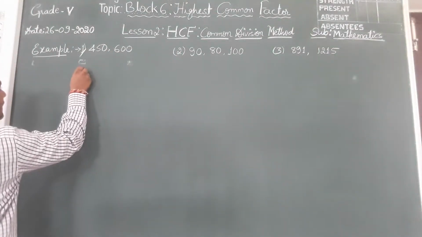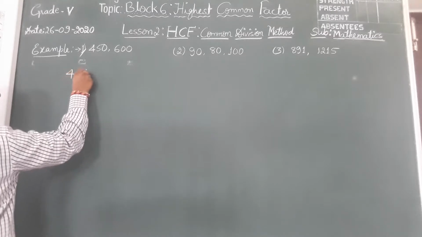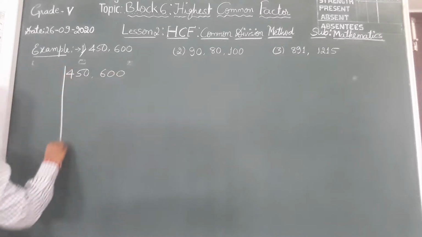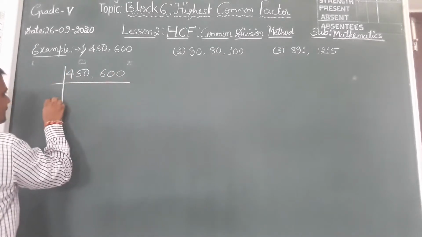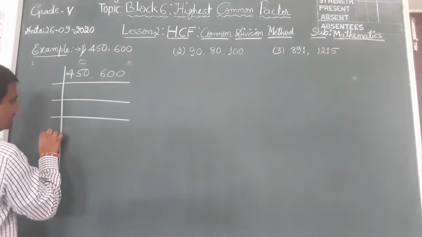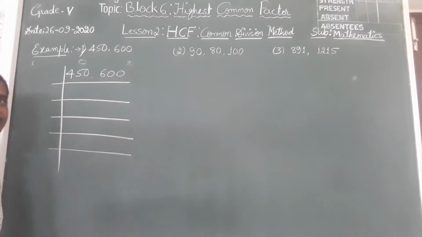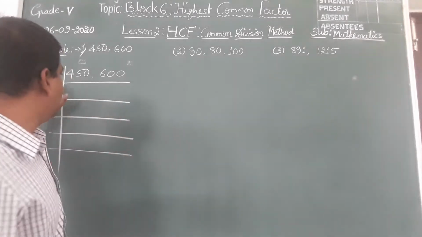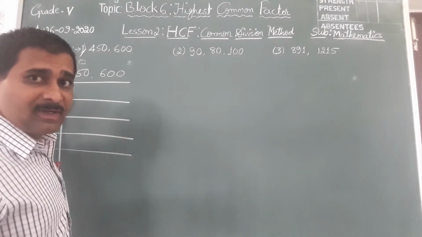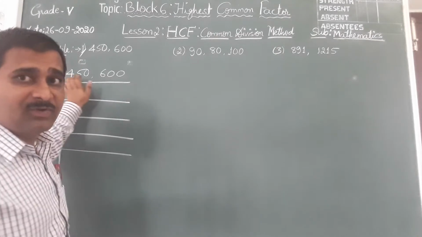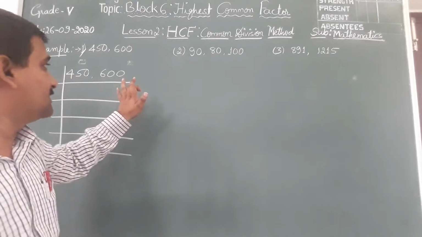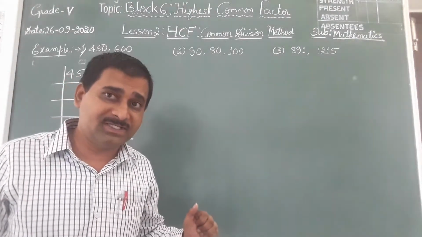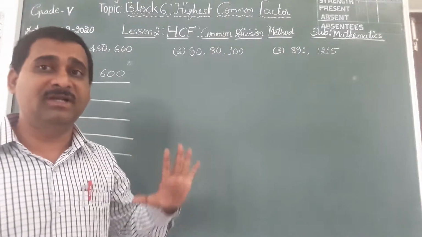Okay. Here 450 and 600, let us divide this, children. Here the important thing is the number which I am selecting now to divide, that number should be divisible by both 450 and 600. How will you come to know which number is divisible by both, with the divisibility method?